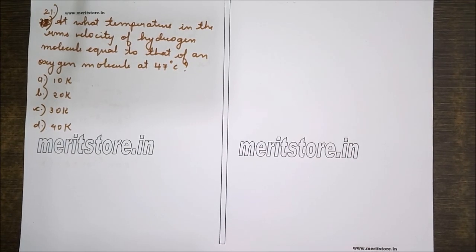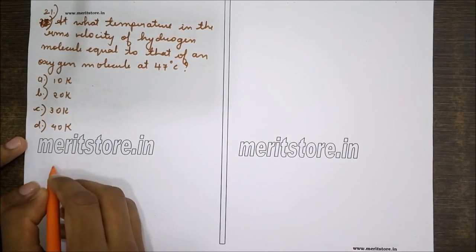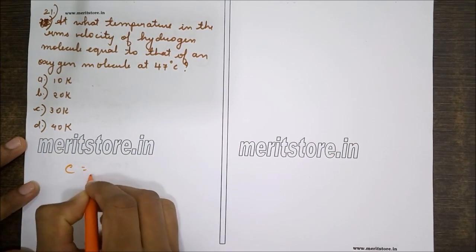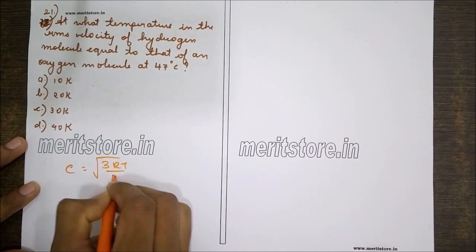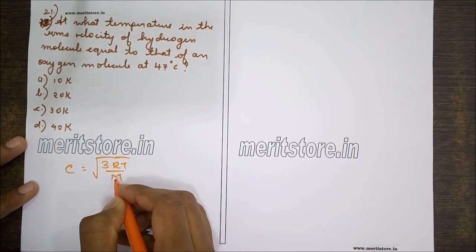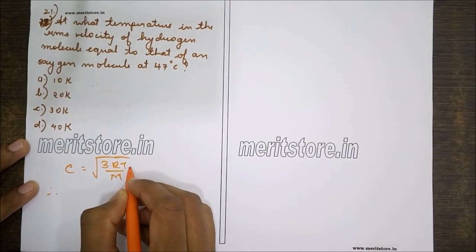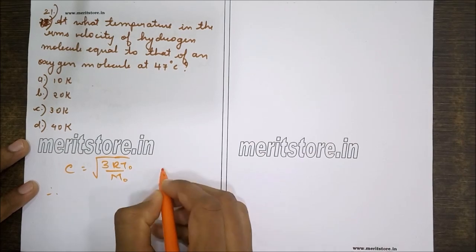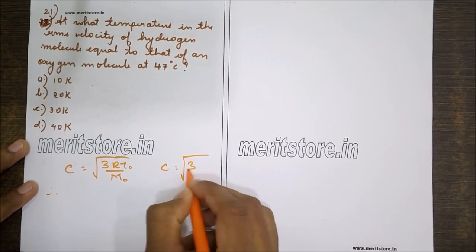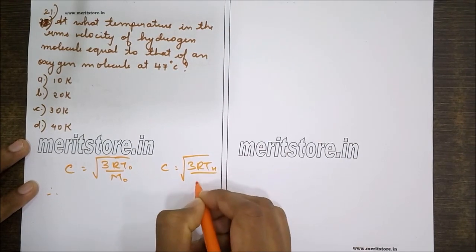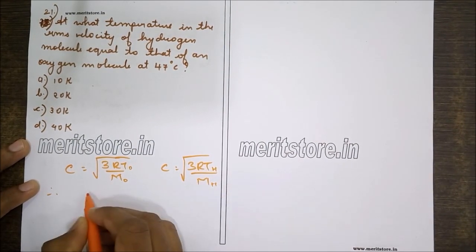At what temperature is the RMS velocity of hydrogen molecule equal to that of the oxygen molecule at 47 degrees Celsius? The options given are 10 Kelvin, 20 Kelvin, 30 Kelvin and 40 Kelvin. Now the formula for RMS is given as root of 3RT upon M. M is the molecular weight of the gas. So now for oxygen it would be T0 and M0, whereas for hydrogen the value would be 3 times RT of hydrogen upon molecular mass of hydrogen.